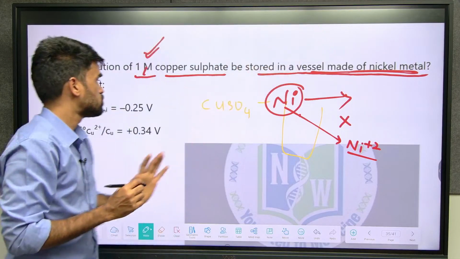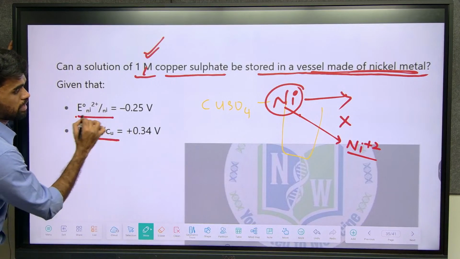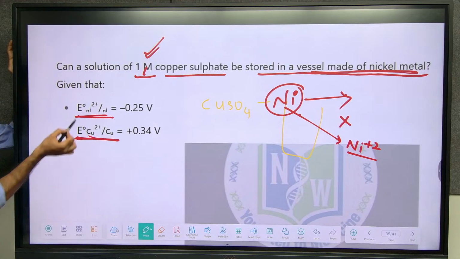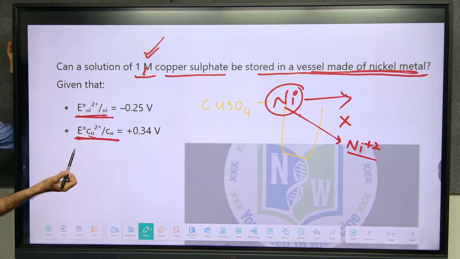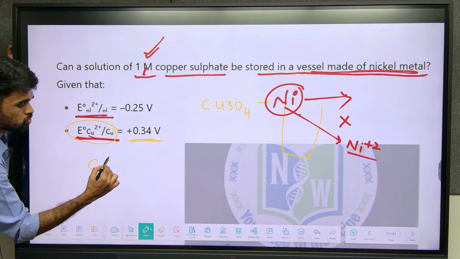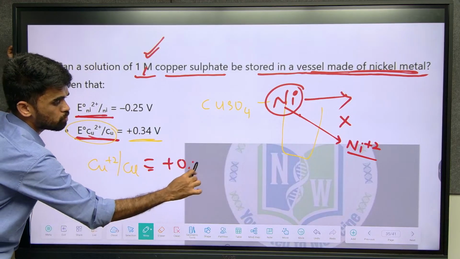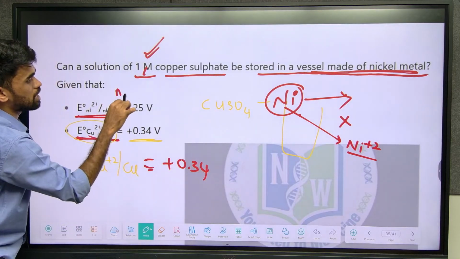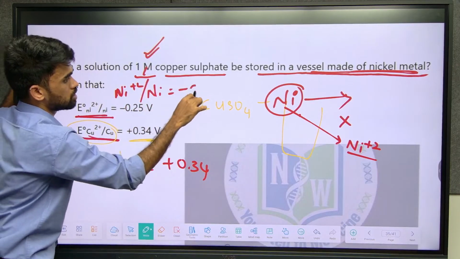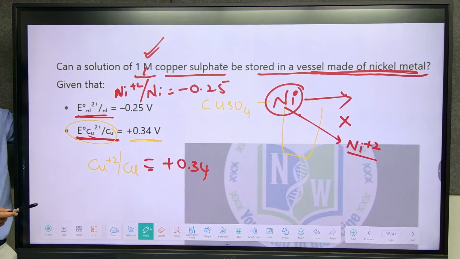They are asking whether a copper solution can be placed in a nickel vessel or not. So how to check these? Just check their metal reduction potentials. Who is having more reduction potential, copper or nickel? So copper reduction potential is more. See, Cu plus 2 converting into Cu, how much is it? Plus 0.34. Nickel plus 2 converting into nickel, how much is this? Minus 0.25.